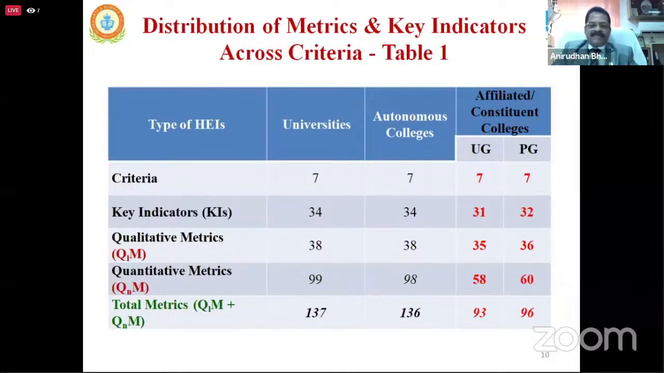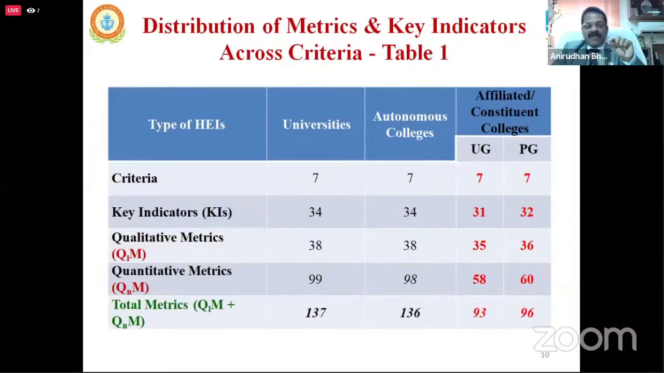We have 7 criteria, whether it is university or autonomous college or affiliated college, UG or PG. All the 7 criteria are one and the same. And key indicators and qualitative and quantitative metrics will change from university to the college. When it comes to the college, the key indicators are only 31 in the case of a UG college and in a PG college, where you have both UG and PG, 32. And QlM, the qualitative metrics, are 35 and 36. And quantitative metrics are 58 and 60 in the case of college.